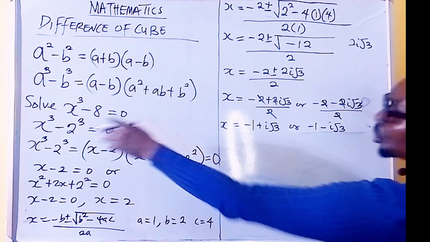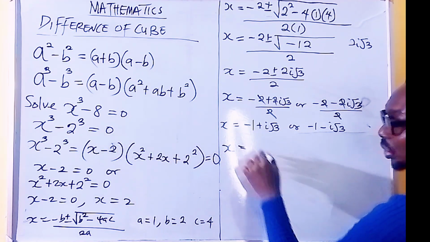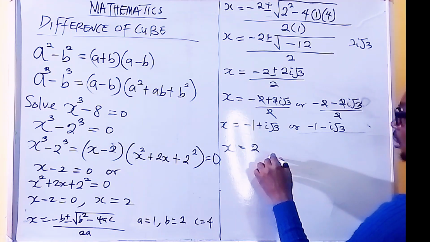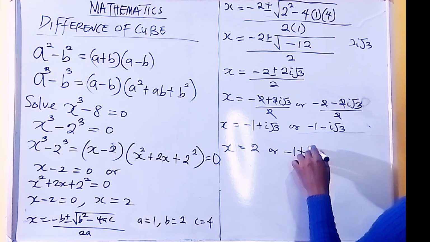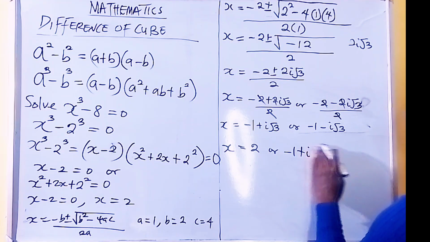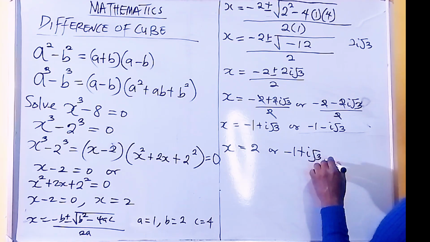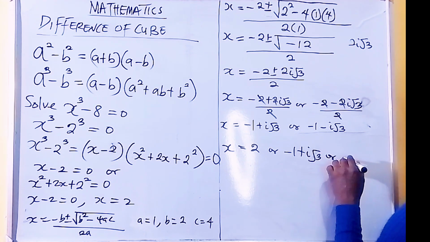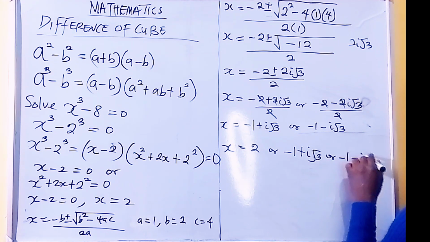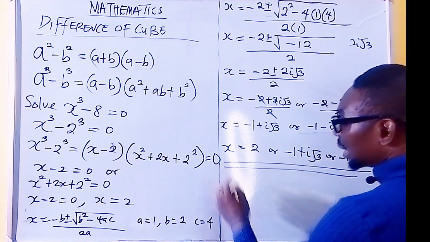Therefore, for this solution, x is equal to 2, or minus 1 plus i root 3, or minus 1 minus i root 3 as our final answer.